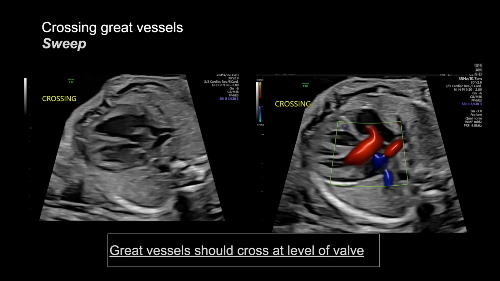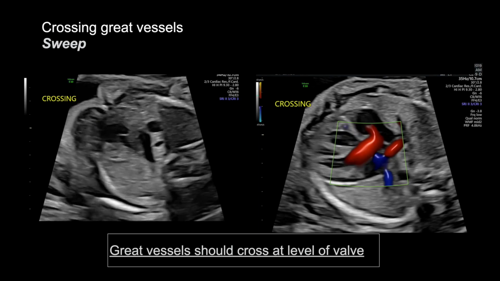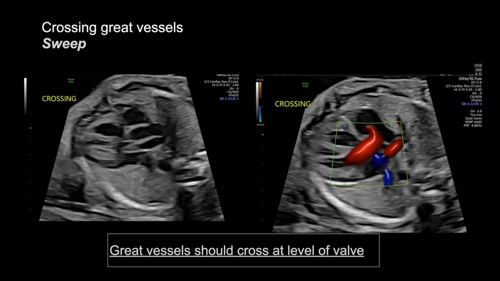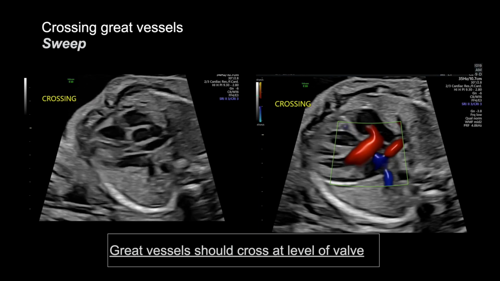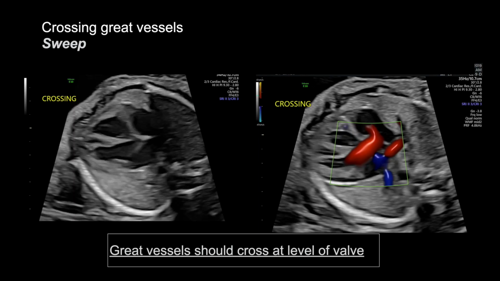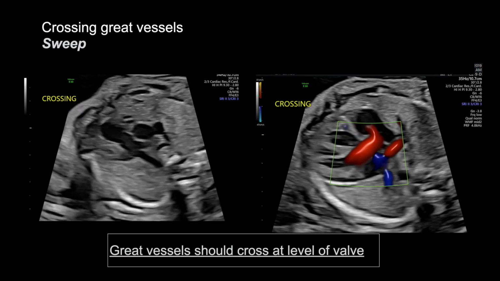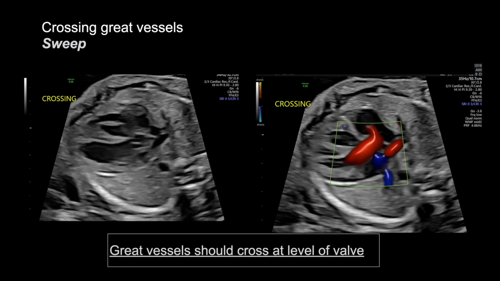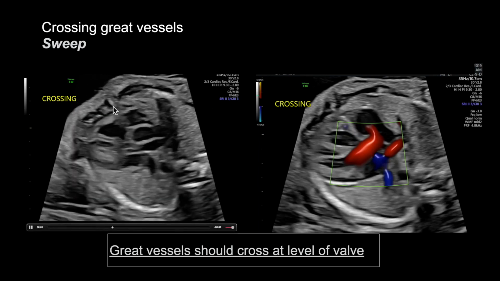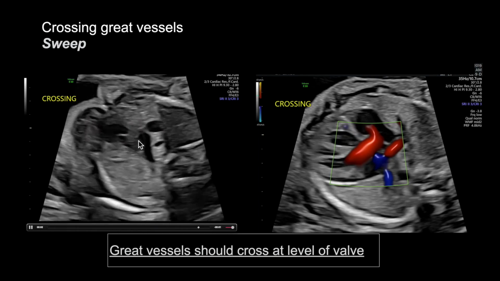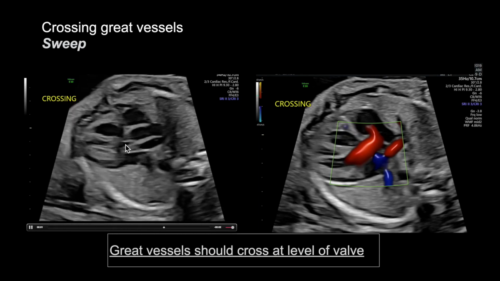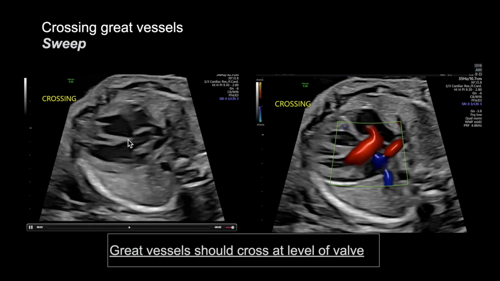And it's always nice, in addition to obtaining just the sweep that we did from the stomach up to the 3-vessel trachea view, to take a dedicated sweep, looking at the crossing of the great vessels, making sure that they cross at the level of the valve. And this axial inclination is a really nice place to do that, because we can also look at both valves as we do that too. And we can see it, aorta and then pulmonary artery.